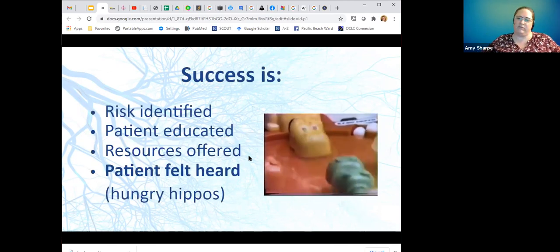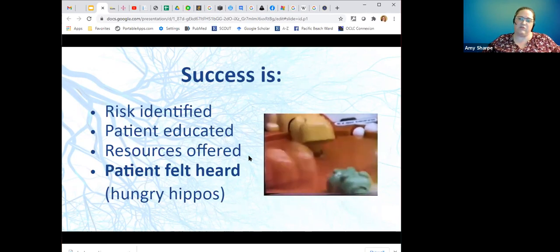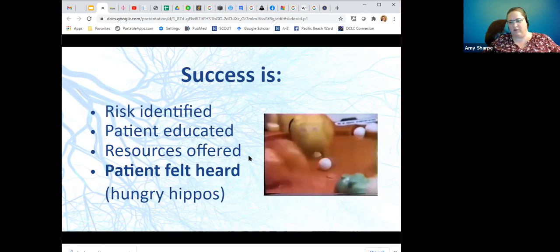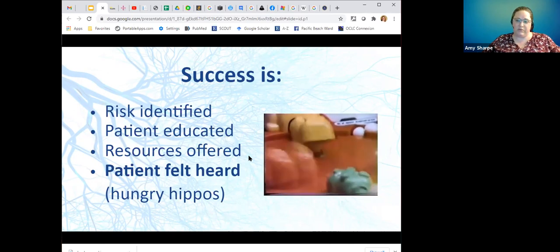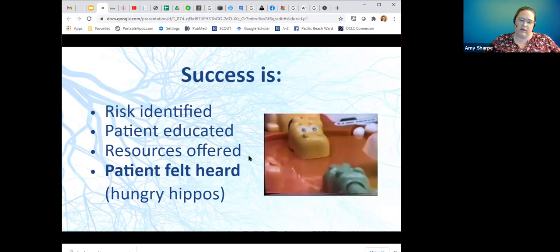There's just not a lot of humor that's appropriate with human trafficking, so I took that hippo story to the next level. So success looks like the risk is identified, the patient is educated, resources are offered, and most importantly, the patient feels heard. And some hungry hippos to make it edutainment, right?